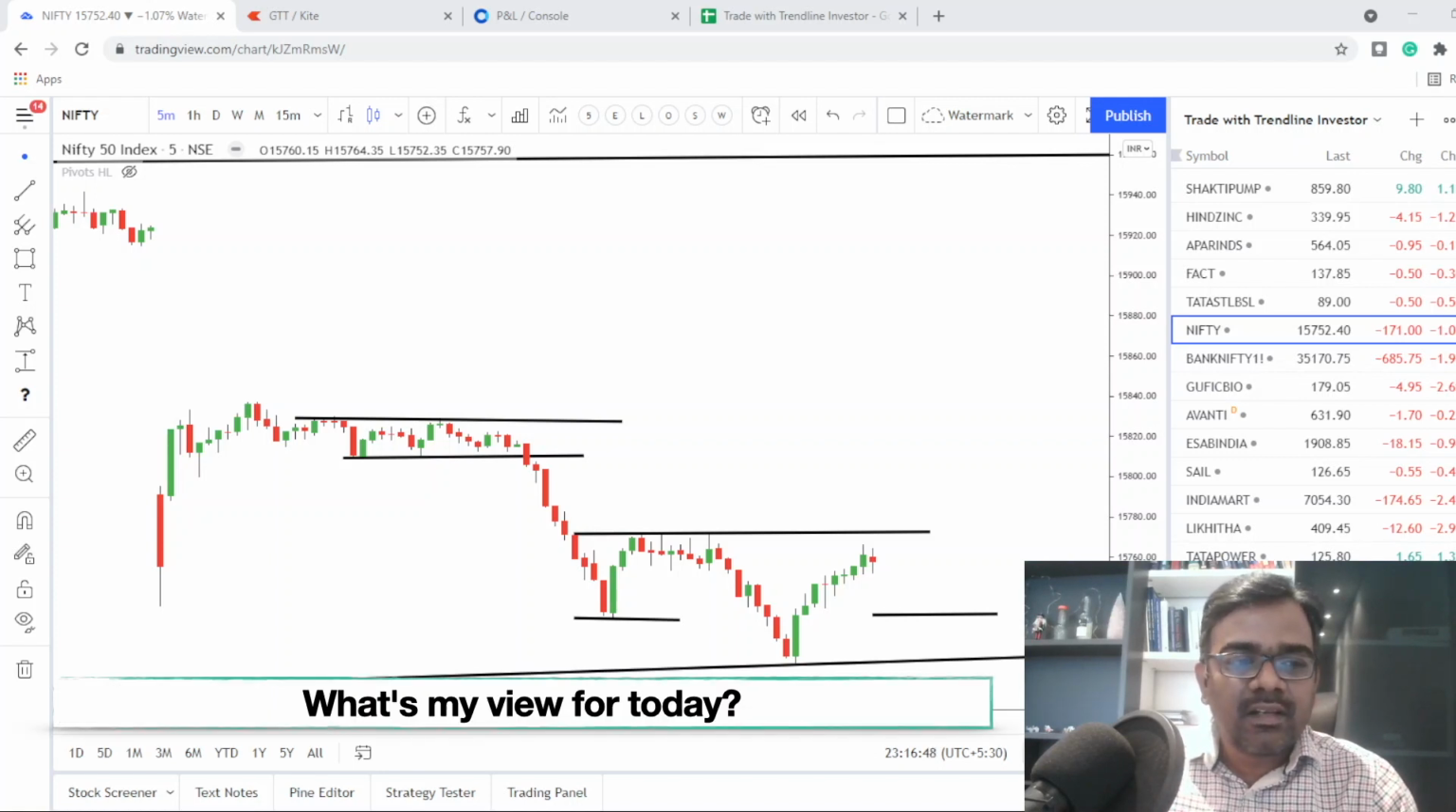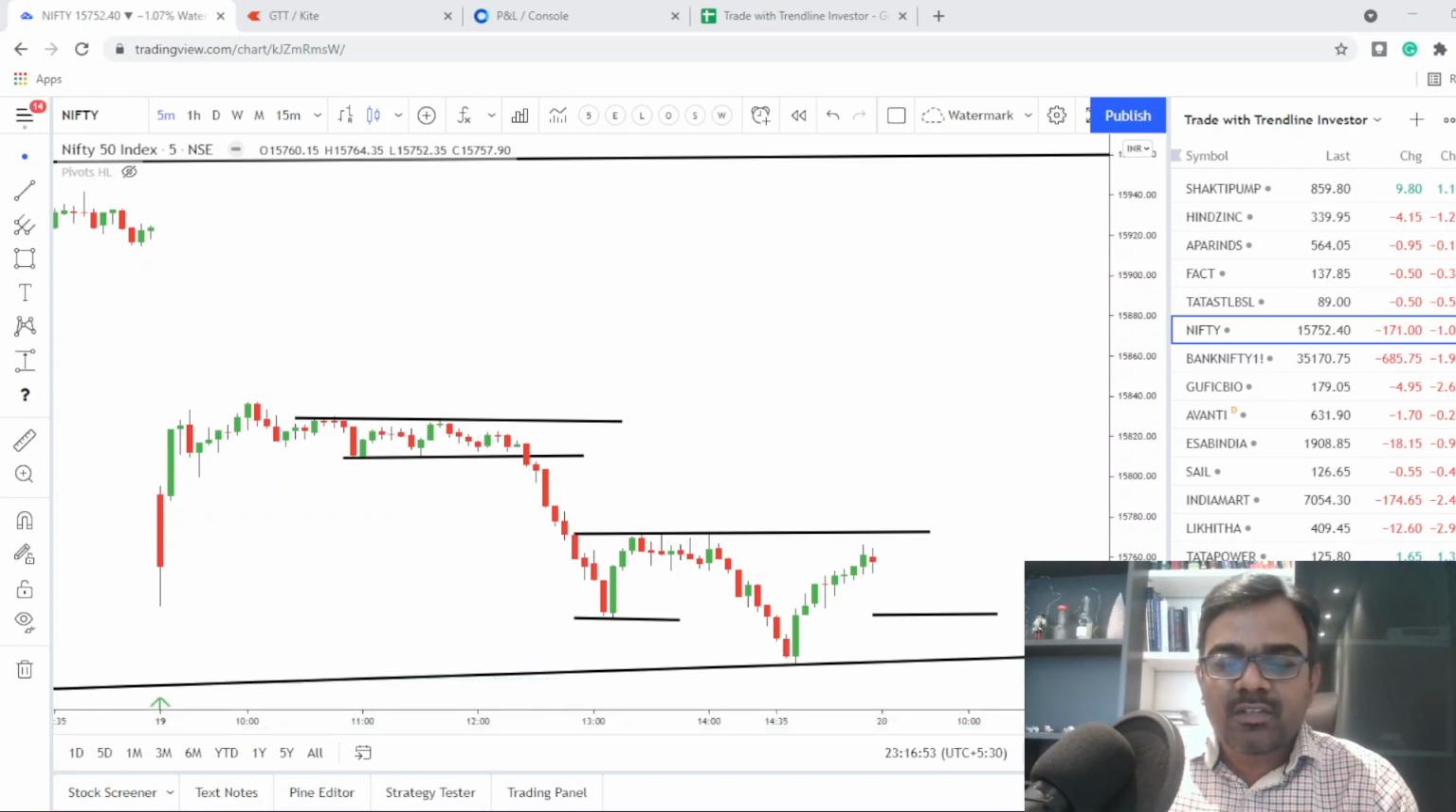So what's my view for today? Given the bearish closing today and how the US markets are falling, I am sure everyone is bearish on the street. But as I mentioned, 15,600 is the level to watch out for now. Until then, you should just stay calm and observe what's happening and trade according to the intraday charts.